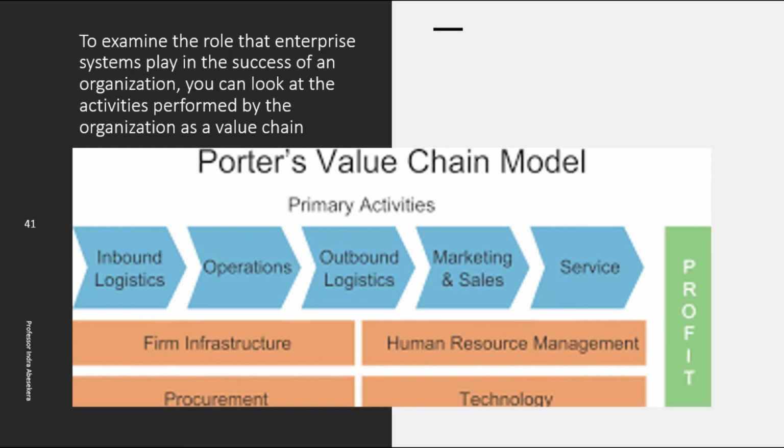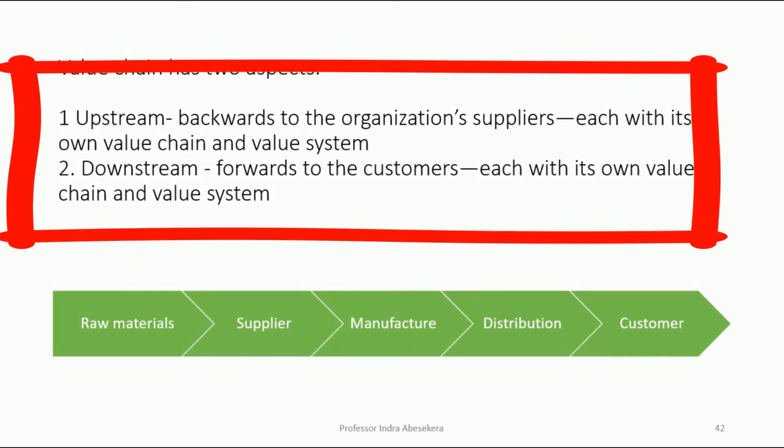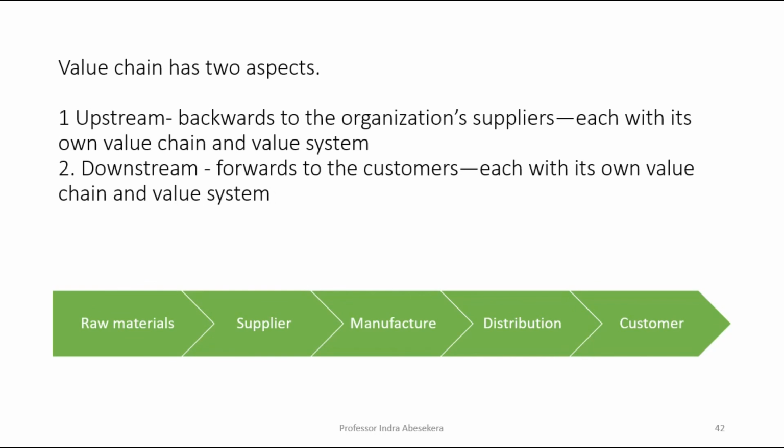So the value chain has two aspects. There's the upstream value chain aspect and the downstream value chain aspect. Upstream is about going backwards to the organization's suppliers and looking at how we can increase value for the enterprise. Downstream is going forward towards the customer and looking at how we can increase value for the enterprise.